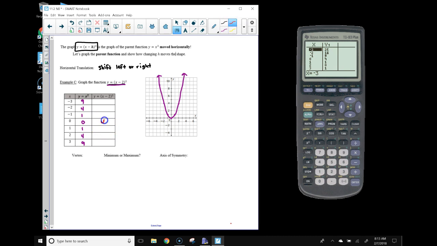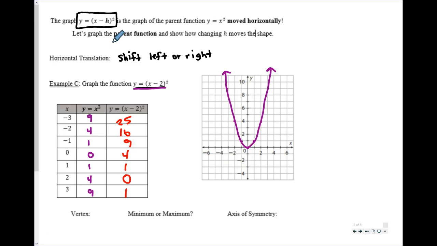So I've got 0, 4. Then I've got 1, 1. I've got 2, 0, 3, 1. And then negative 1 is 9. Negative 2 is 16. And then negative 3 is 25. Now, this table looks a little strange because normally I have the mirror, the vertex right here. But as I start plotting points, you're going to see that it's going to shift, okay?